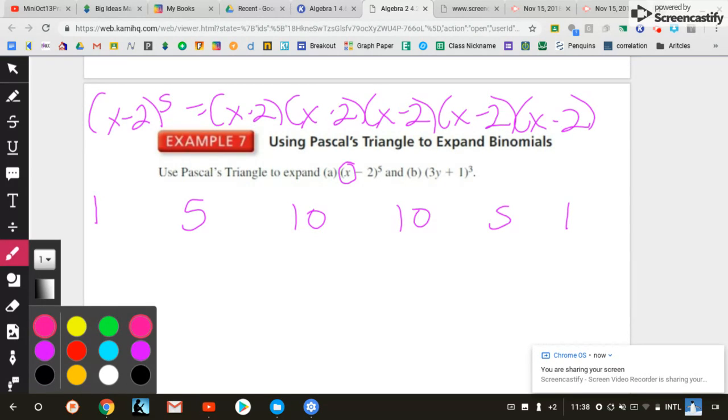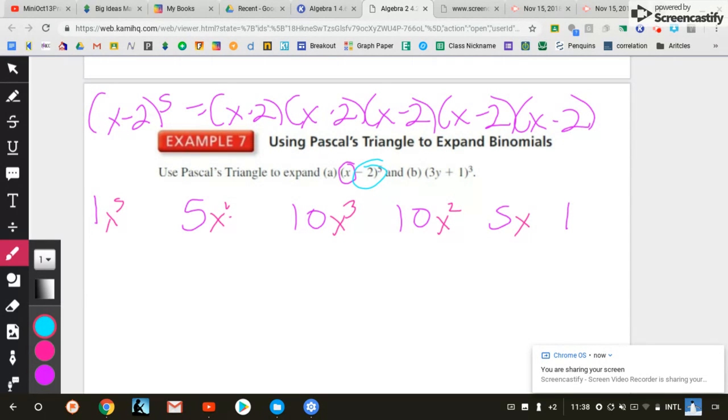And let's start on the left side. So that's going to be x to the 5th, then moving in, x to the 4th, x to the 3rd, x squared, x, and then no x. And now let's take a look at my second term here, which is negative 2.